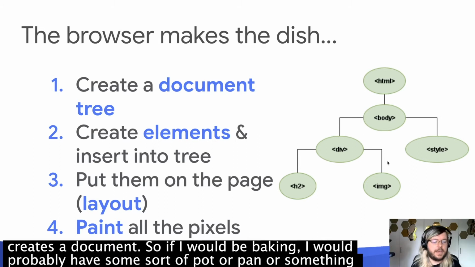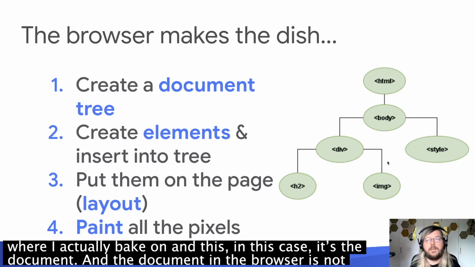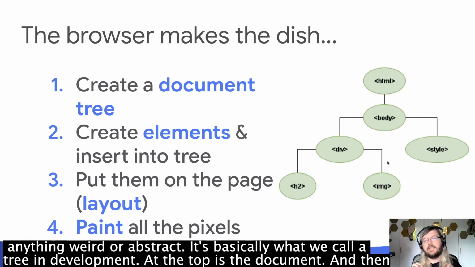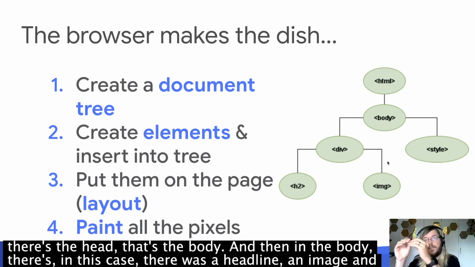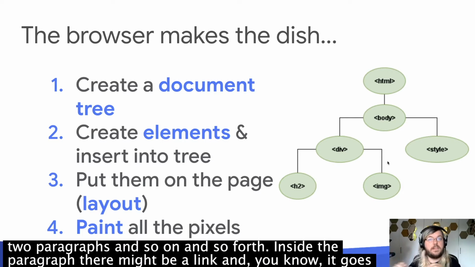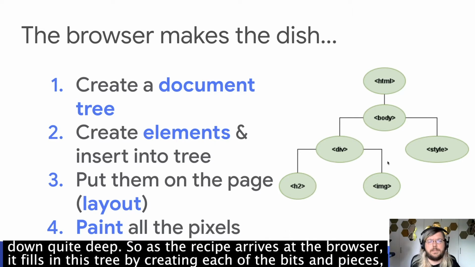So if I would be baking, I would probably have some sort of pot or pan or something where I actually bake on. And in this case that is the document. And the document in the browser is not anything weird or abstract. It's basically what we call a tree in development. At the top is the document, and then there's the head, there's the body, and then in the body there's, in this case, a headline, an image, and 2 paragraphs, and so on and so forth. Inside the paragraph there might be a link, and it goes down quite deep.